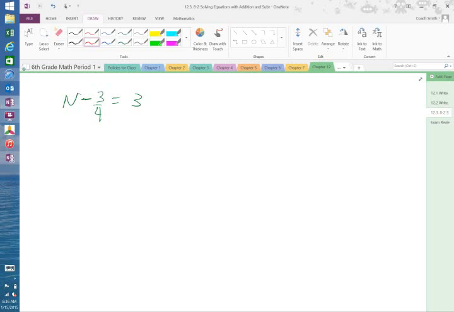Am I going to add n? No, because if I add an n, that doesn't get n by itself. What if I add a 3? No, I'm not going to add a 3. So the only thing left is to take n minus 3/4 plus 3/4 equals 3 plus 3/4.